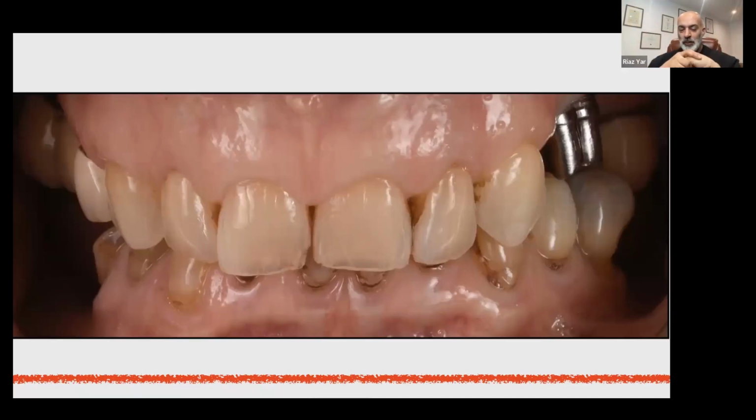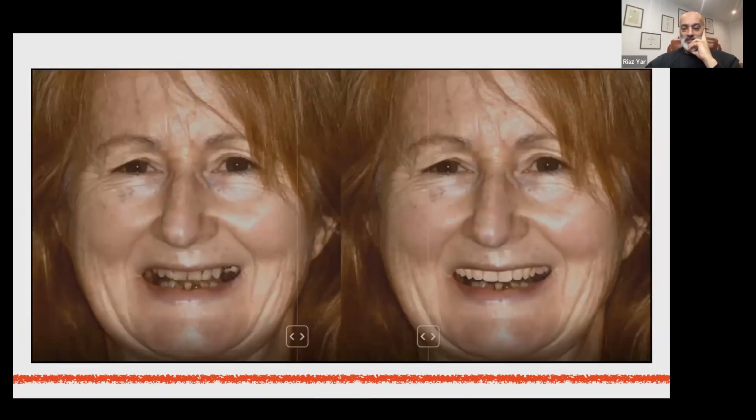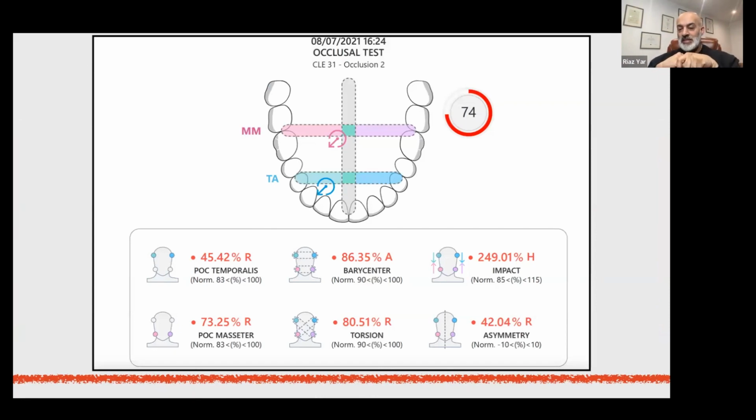This is a more complicated case. She had some failing implants and aesthetic issues as well. This is the start and the planning part. So we did a smile design, and then we started to collect her muscle data. Look at her start. Her actual muscle activity level was at 250%. So she was clenching a lot. That's why she was damaging her teeth.